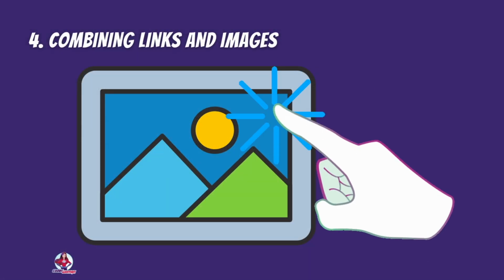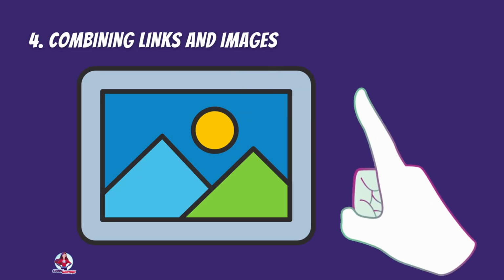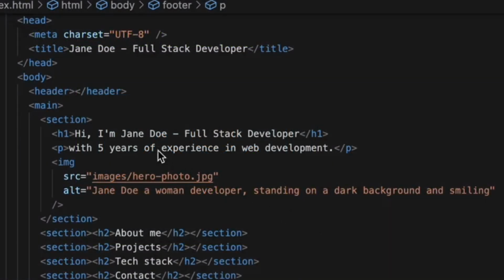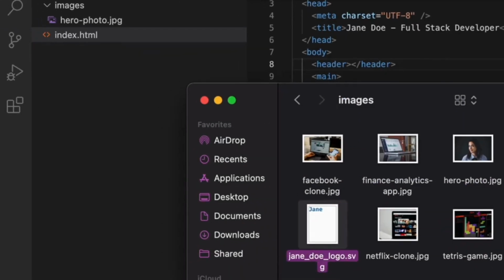Alright, it's time to combine what we learned in this video. Let's make an image as a clickable link. The perfect example of this technique can be a website logo. First, make sure you have an image to use as the logo. Luckily, we have one from our client in the materials. You'll find a Jane Doe logo SVG file in the Images folder.